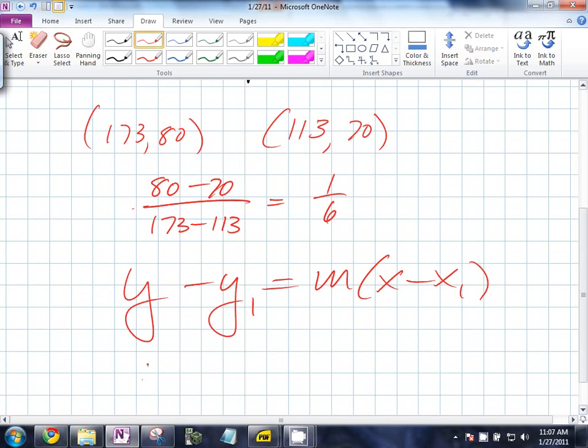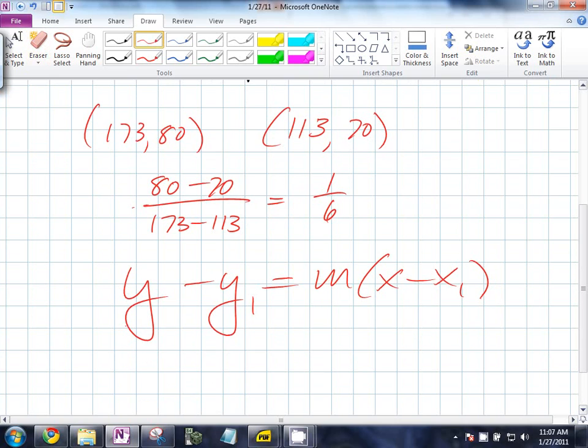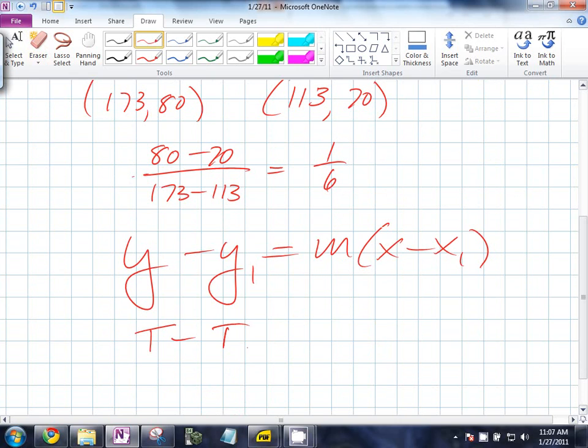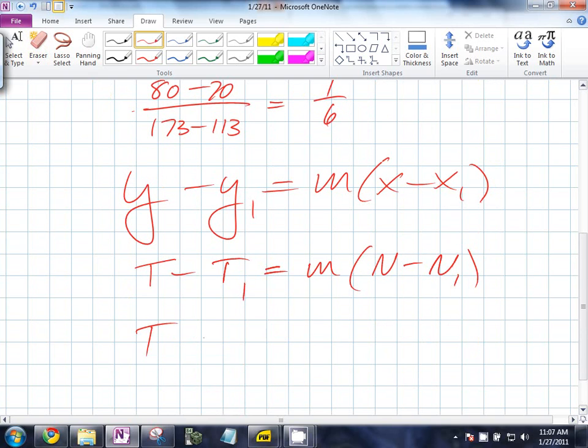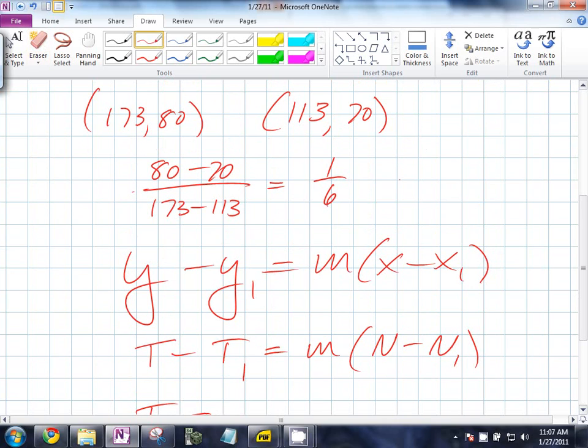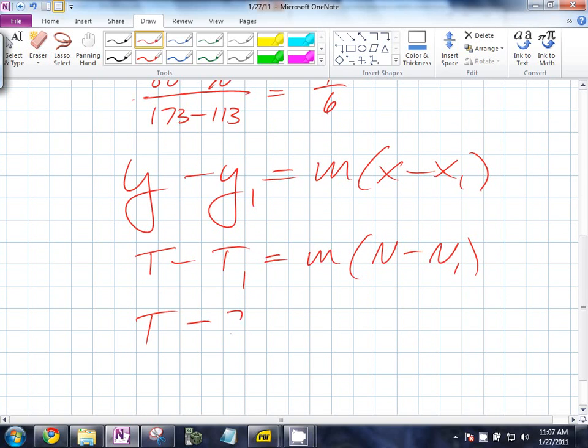So what do you have? Instead of y minus y1 and x minus x1, what are you going to write? Is it t or n? We wrote it n, t, so it's t minus something equals m times n minus something. Which point are you going to use? You can use either one. I like the smaller one, but it doesn't really matter. Will you have the same equation no matter which one you use? You should. I would pick this one. t minus 70 is 1/6 times n minus 113. Is that right?